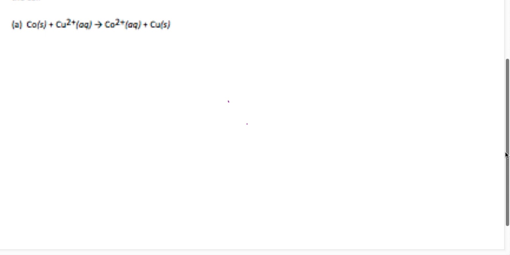So I'm going to start with the cobalt just because it's first. Cobalt goes to cobalt plus 2. So to balance that half reaction, I put 2 electrons. And my other half reaction is copper plus 2 going to copper. So to balance that, I'm going to put 2 electrons there. Okay? So now we have to look up our voltages.